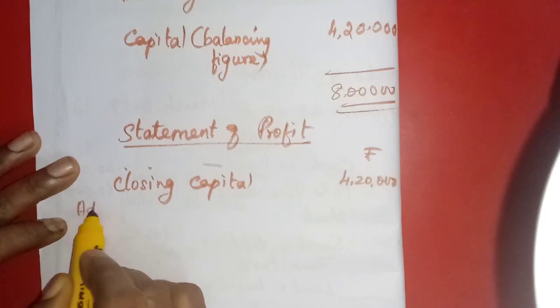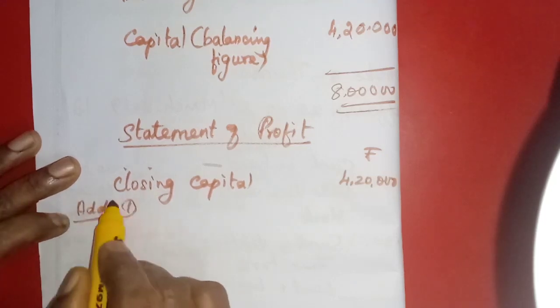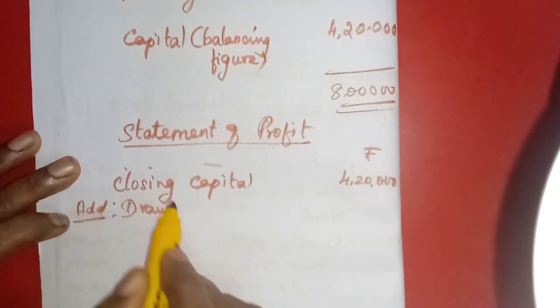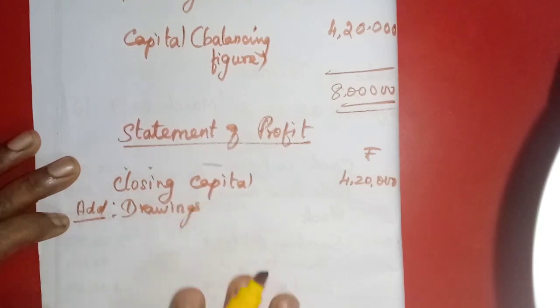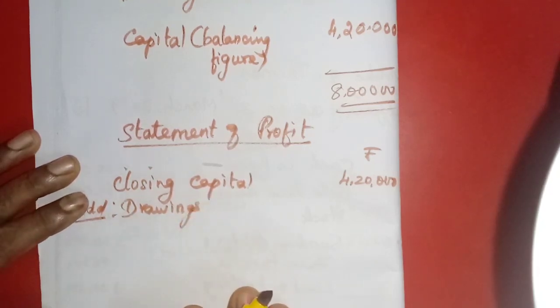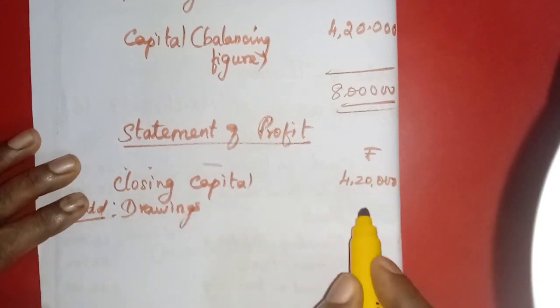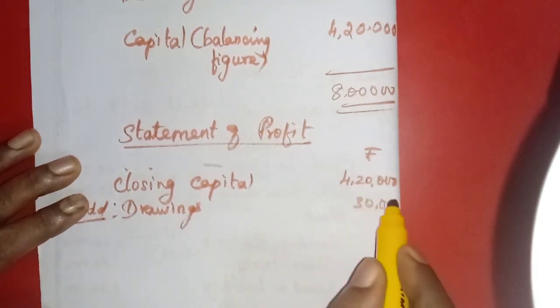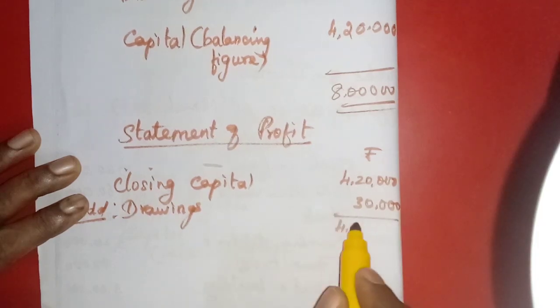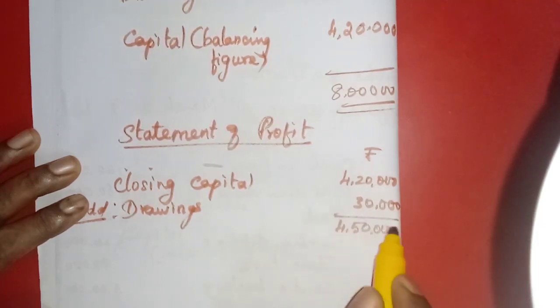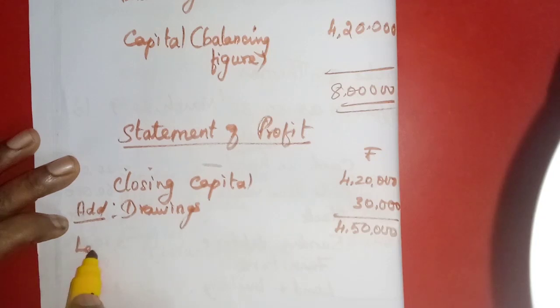Add drawings. Drawings given, isn't it? How is it given? Drawings. During the year, she withdrew 30,000 for her personal use. So, 30,000. So, we will get 4,50,000.